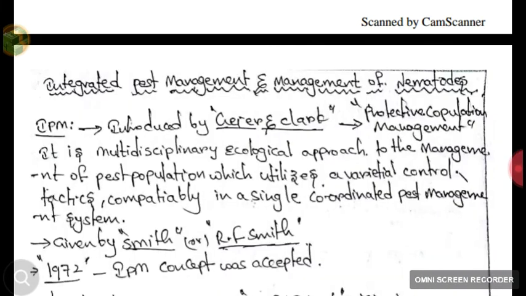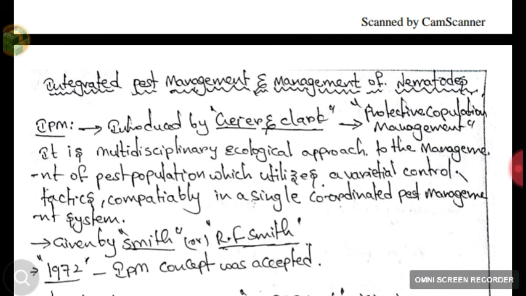Integrated pest management is the concept which was actually introduced by Guyer and Clark, which they termed as protective population management. It is defined by R.F. Smith. Several integrated pest management definitions were given by several scientists, agronomists and entomologists, but the R.F. Smith definition was very famous. He defined IPM as multidisciplinary ecological approach to the management of pest population, which utilizes the various control techniques compatibly in a single coordinated pest management system.